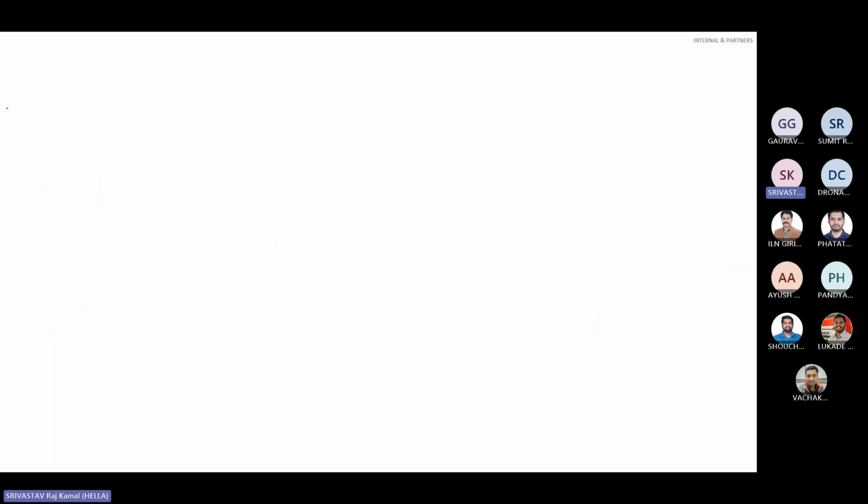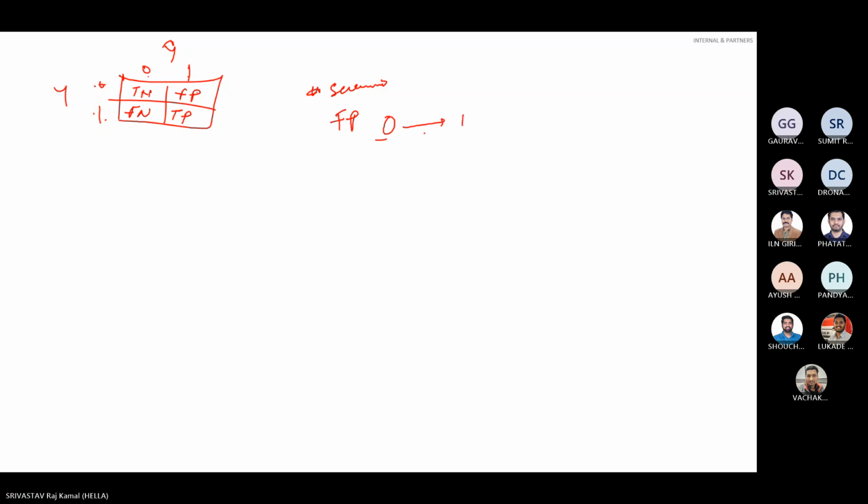Let's try to build another use case. In y and y hat, 0 and 1: this is true negative. This is false positive, 0 converted into 1. 1 converted into 0 is false negative. And 1 converted into 1 is true positive. Now the scenario we want is to penalize the cases where false positives occur, where class 0 is converted into 1. One scenario I'm going to give you here.